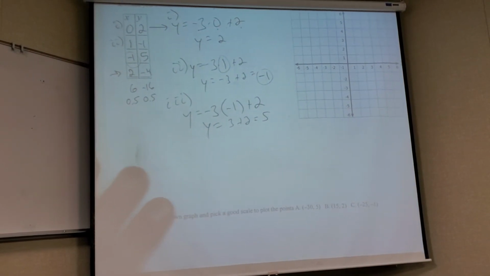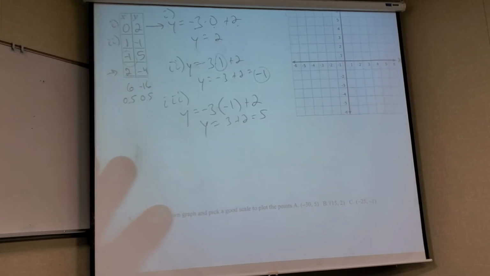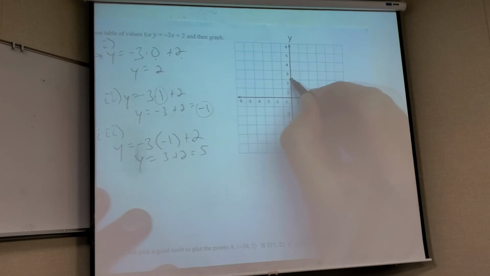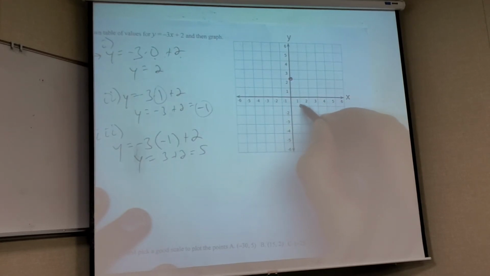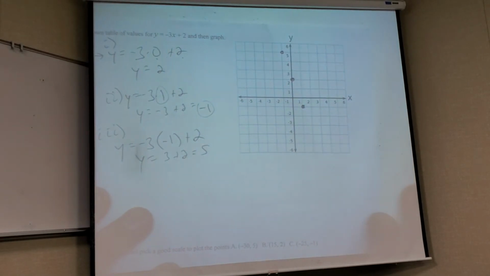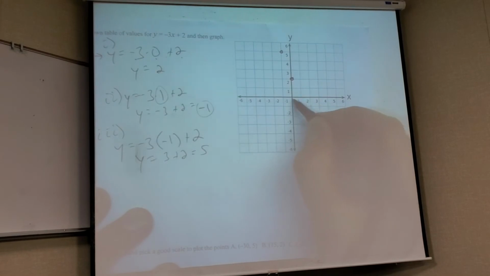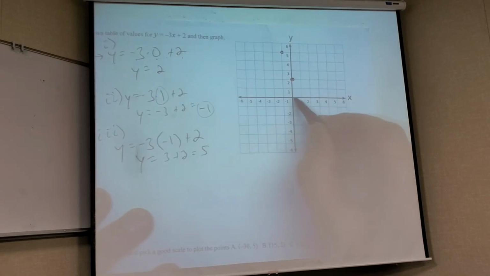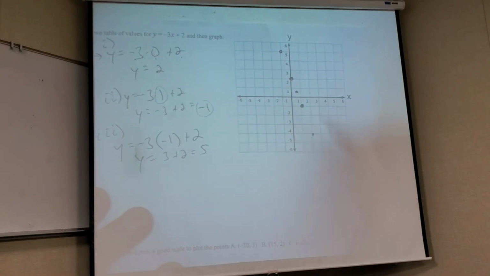Anybody else use a point they want to share? I used 0.5 too. All right, cool. So we have 0, 2; 1, negative 1; negative 1, 5. So far so good. Then I can use 2, negative 4, that looks to be on track there, right? Let's see, 0.5, negative 1 looks good. 6, negative 16 will be down here, that looks to be on track, right?